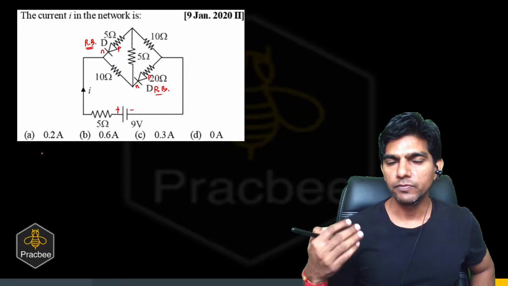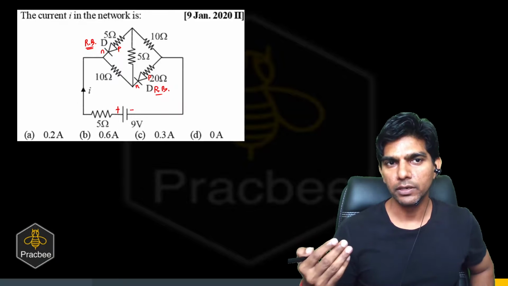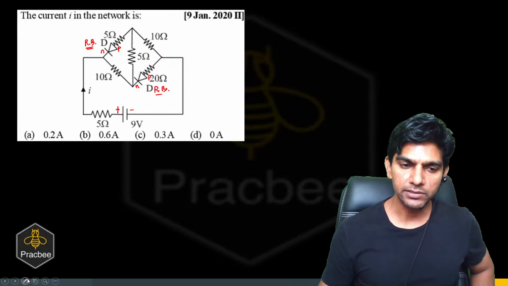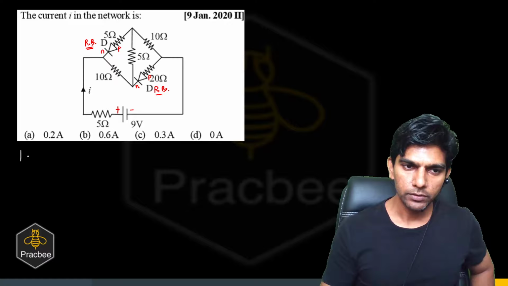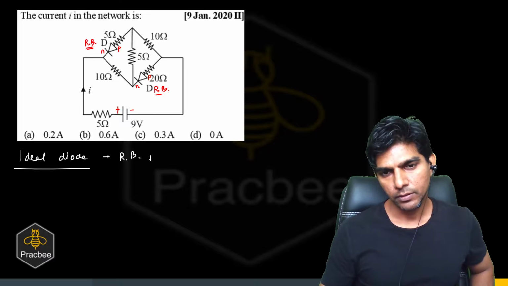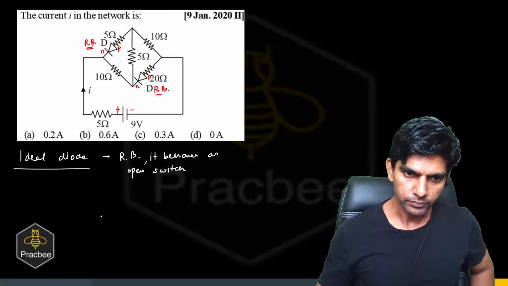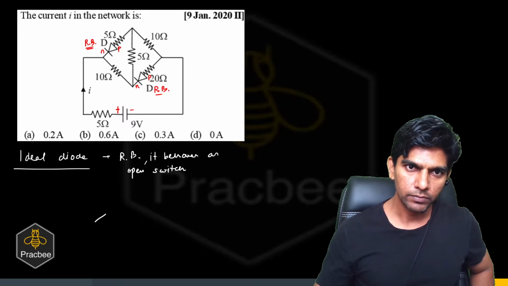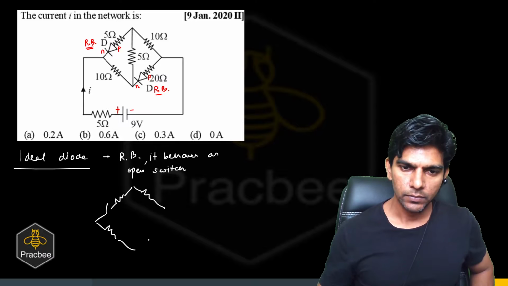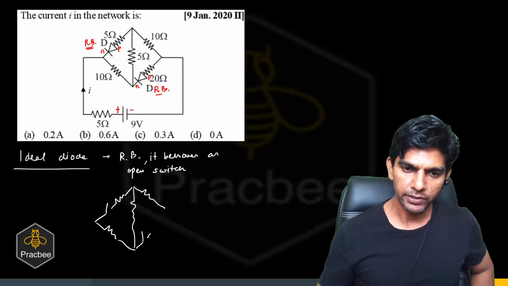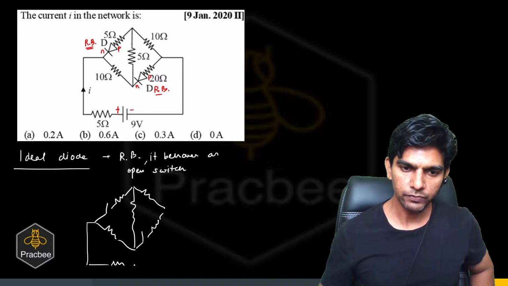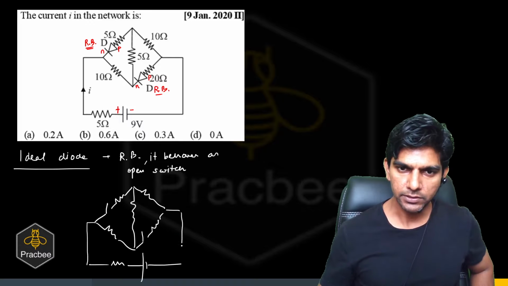When that is the case, and if nothing is given in the question about the type of diode, whether it is an ideal or real diode, you should always treat it as an ideal diode. An ideal diode in reverse biasing behaves as an open switch. So if I redraw the diagram, I can show the diode as an open switch, and the resistors will be as they are. So we have this circuit diagram.